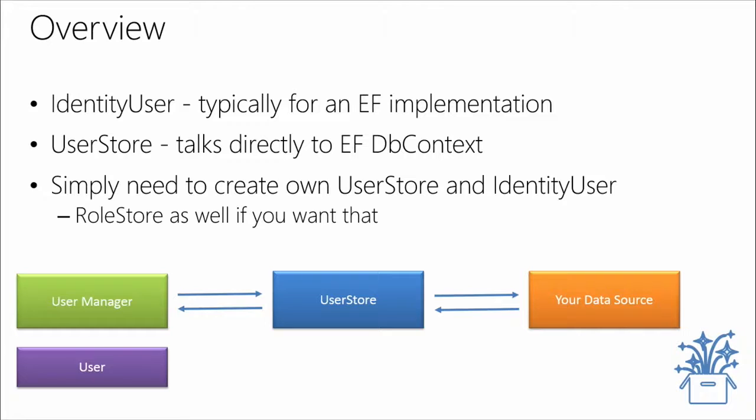Now our user store, as I mentioned, is what talks directly to whatever our data store is. So in this case, we need our own custom user store because the one that we're using now talks to Entity Framework. And the one that we're going to have to create is going to have to talk to RavenDB. So we just create our own user store and identity user, and then if you want to manage roles in that database, you need to create your own custom role store as well. Pretty simple process.